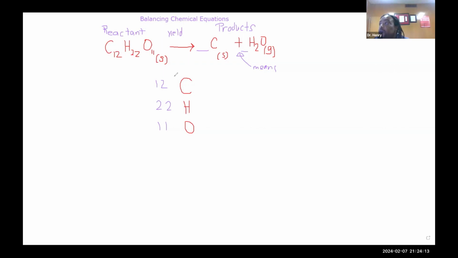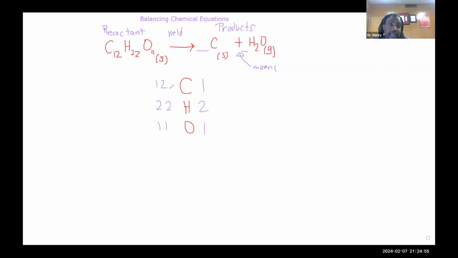Okay? So we know that we have 12 carbon here. On this side, right now, since you only have carbon by itself, that means there's only one carbon right now. Over here, we have H2O. How many hydrogens do we have on our product side? 2. We have 2. And then how many oxygens do we have on our product side? 1. Since there's nothing next to it, we know that that's going to be a 1.